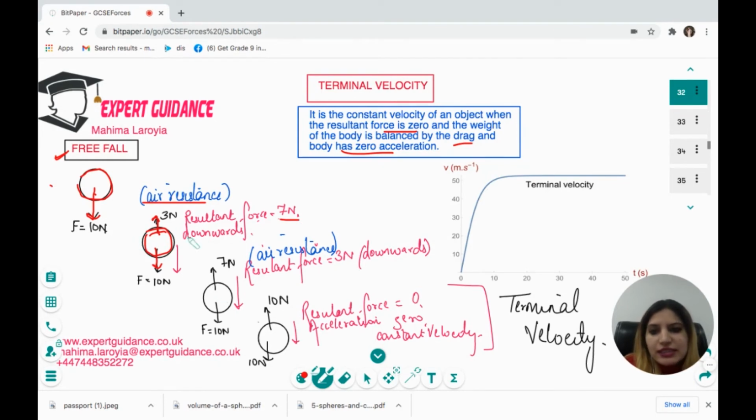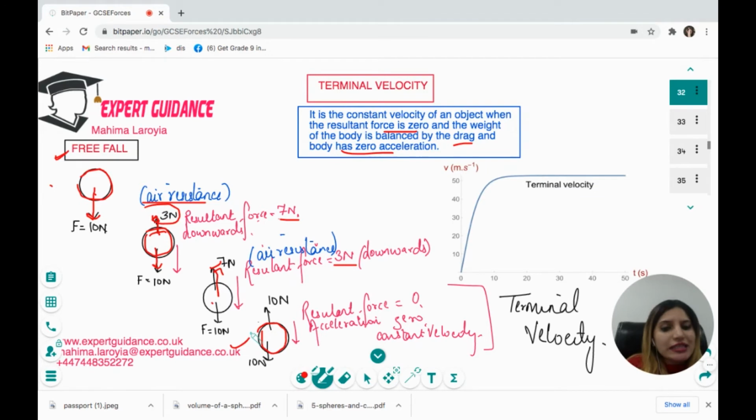After a little distance, the air resistance keeps on increasing and it increases to 7 newtons. The downward force is 10 newtons. Again, in this case as well, there is a resultant force acting, which is 10 minus 7, 3 newtons downwards. And since the resultant force is acting on it, the body will accelerate in the direction of the resultant force, so the body will accelerate downwards. But after that, there will come a point where the air resistance is also 10 newtons and that will balance the weight. So the resultant force acting on the body is 0. And when the resultant force is 0, the body has no acceleration. Acceleration is 0.